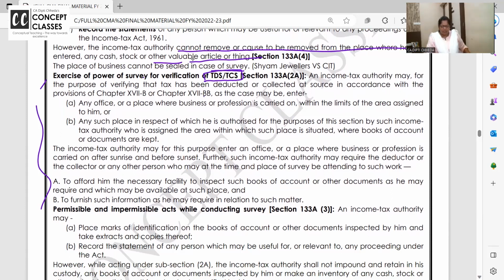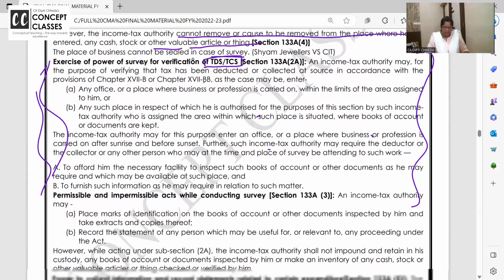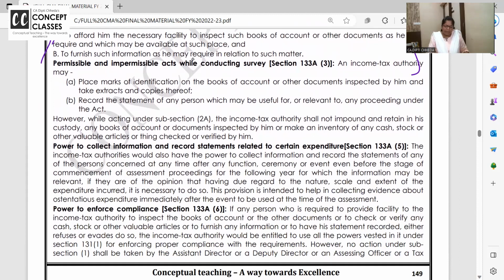Okay, any office, place, business, profession is carried on, or any such place in respect of which he is authorized. So they may enter the office. Further, income tax authorities may require the deductor or collector attending such work to afford him facility. Same, but routine survey मतलब सब books, cash, stock सब check करेंगे. But practically ये बहुत होता है कि only TDS TCS survey होता है. Then they will inspect only all this. ठीक है?